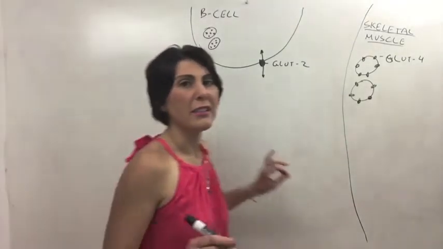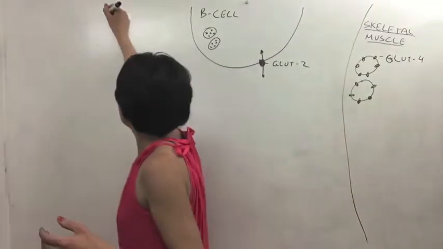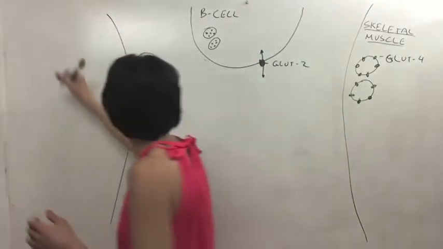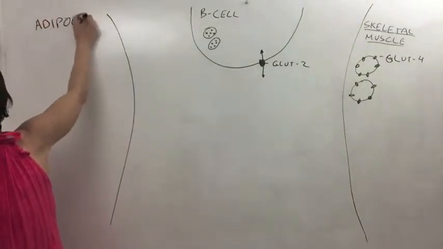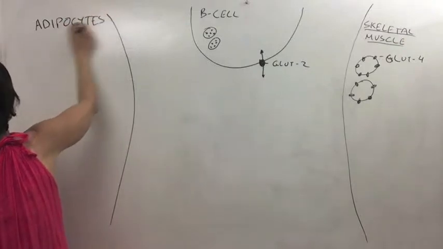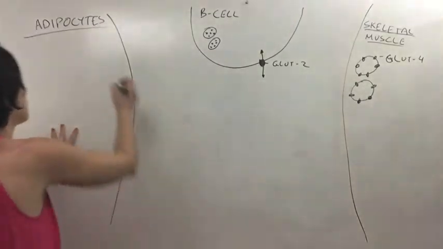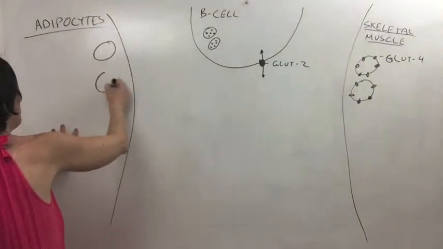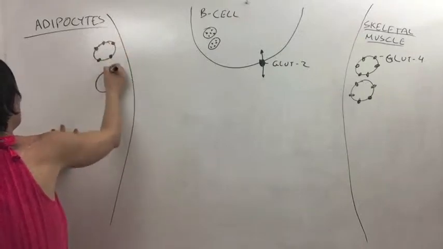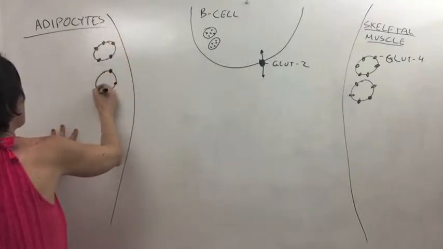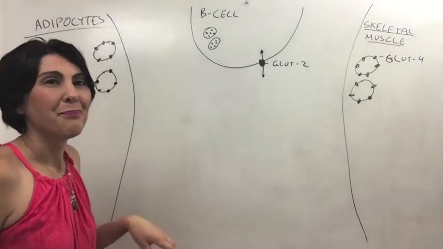The third cell that we're going to talk about are adipocytes, or fat cells, and so we'll draw those here. Adipocytes, similar to muscle, have GLUT4 transporters waiting for insulin to be released so they can migrate to the membrane of the adipocytes.